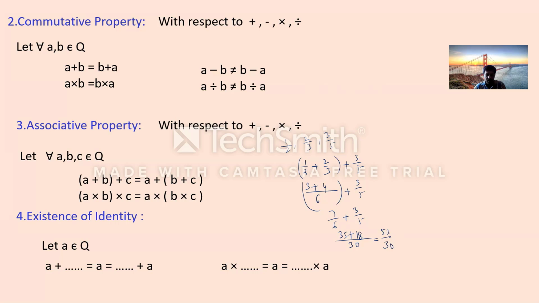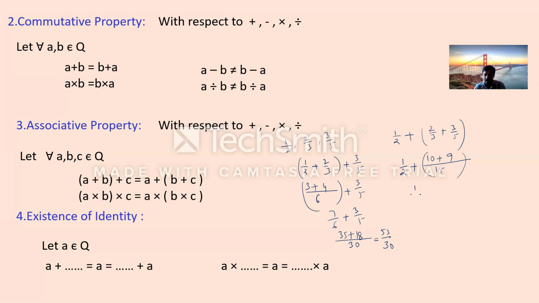Now we will see the RHS part. That means 1 by 2 plus 2 by 3 plus 3 by 5. Now first we will do the sum in bracket. 3, 5 LCM is 15. How many times of 3 is 15? 5 times. Now 5 2s are 10, plus how many times of 5 is 15? 3 times. So 3 3s are 9.